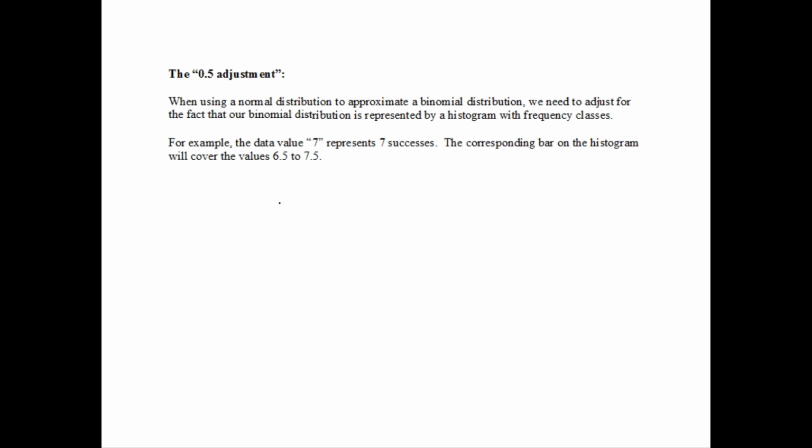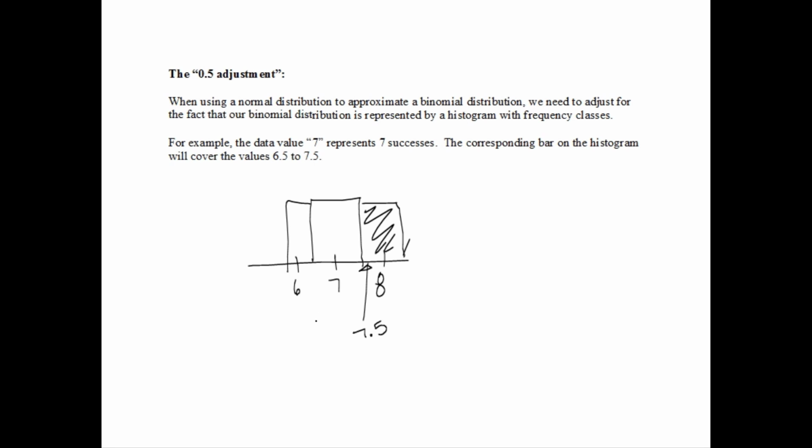Just think about the fact that if we have a histogram for your binomial distribution, we would have a bar for 7, and we would have a bar for 6, and we would have a bar for 8. Some of these will be shaded and some not, depending upon your problem. So 7.5 would be here, and 6.5 would be here. Depending on which bars are shaded, we would use either 6.5 or 7.5 as our value. You'll see when we get to the example.